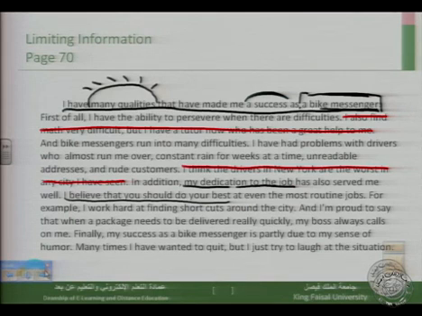Okay. For example, I work hard at finding shortcuts around the city. This is also one quality, which is the fact that he tries to deliver the mail as fast as he can. So he always looks for shortcuts in the city that he delivers letters in. Okay, and I'm proud to say that when a package needs to be delivered really quickly, my boss always calls on me. So this is also a good quality for him.